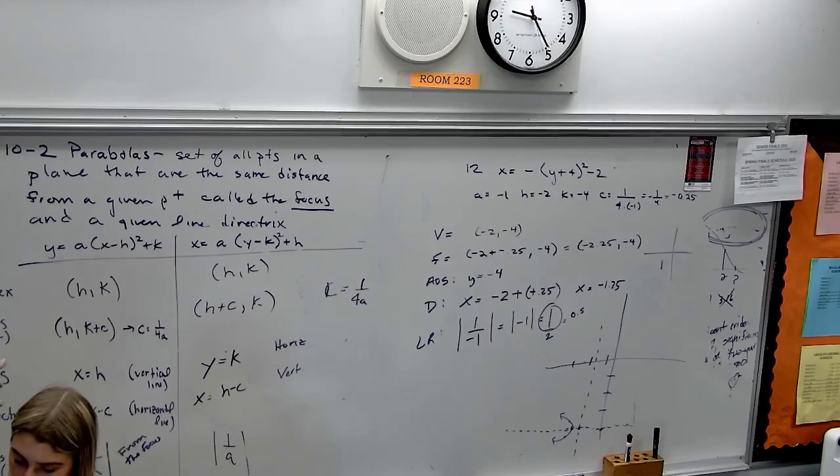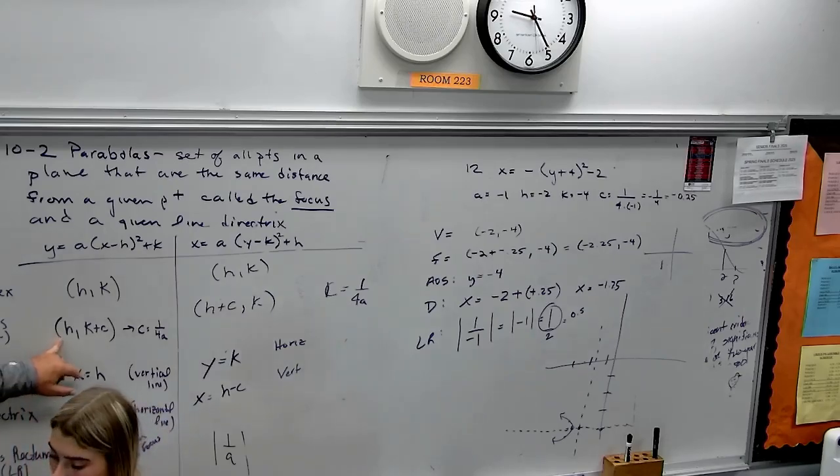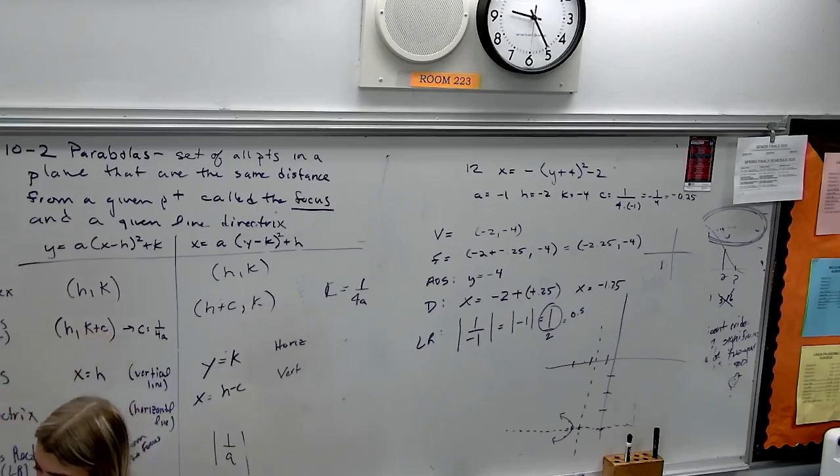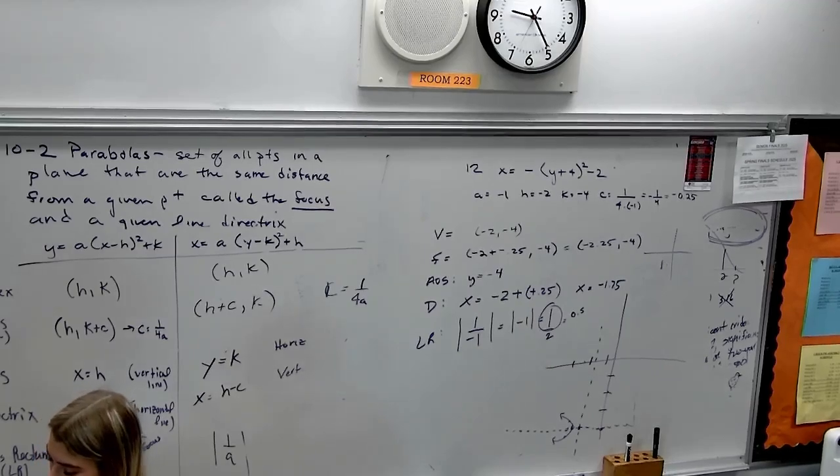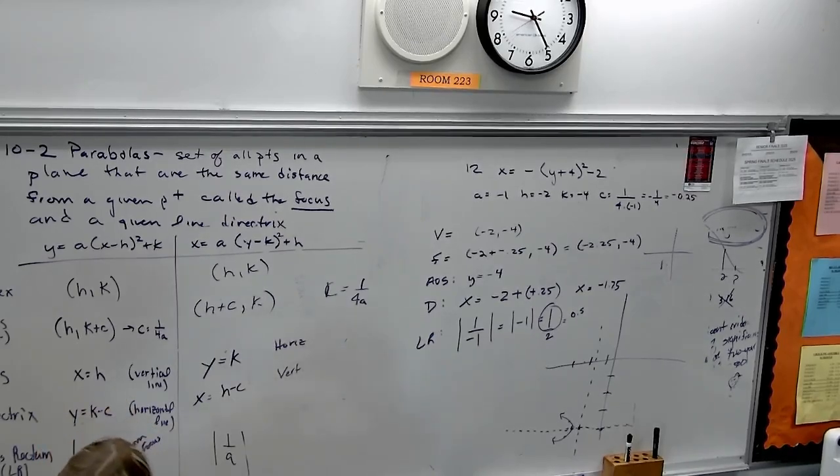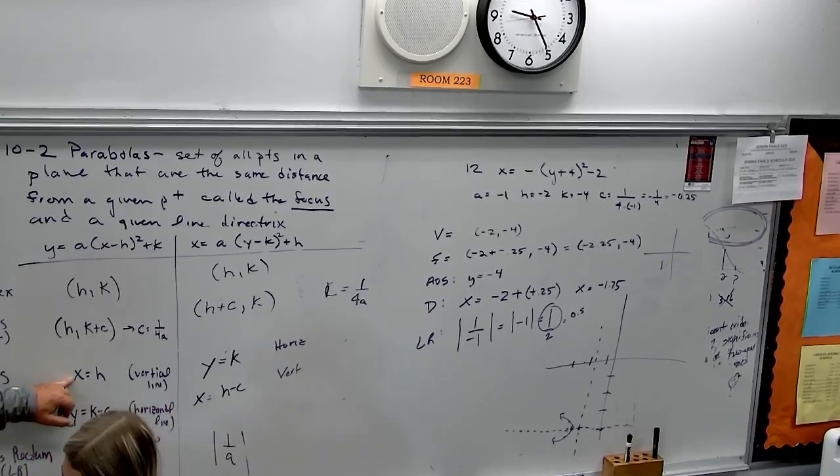Our focus would be, and what side are we following? K plus C, so it's going to be negative 1 plus negative 4, so negative 5. Then your axis of symmetry is x equals h, so x equals 6.